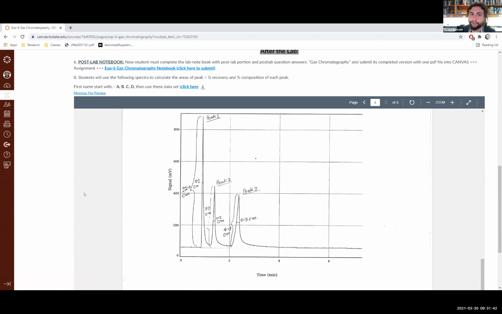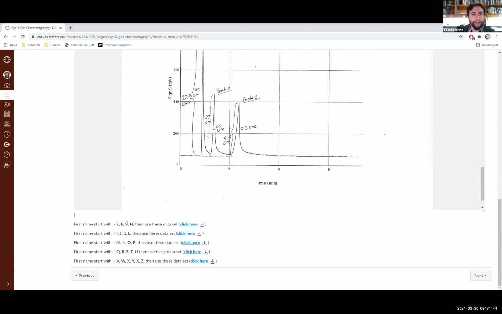So make sure to utilize your data here. Please look through E through H here, I through L here, et cetera, et cetera. And if anyone else has any questions for today, I'll be happy to answer them. Otherwise, I'm going to stop the recording here real quick.